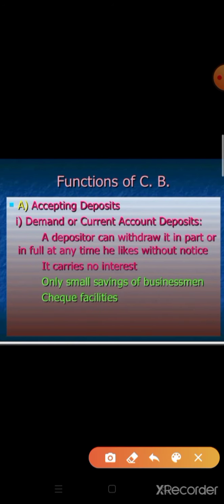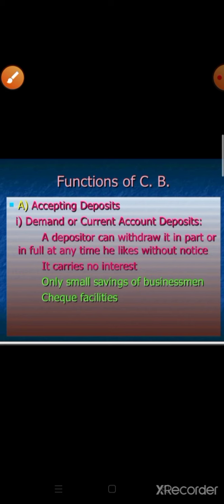First, accepting deposits. Demand or current account deposits: a depositor can withdraw it in part or in full at any time he likes without notice. This is called demand account deposits. It carries no interest, it holds only small savings of businessmen, and a check facility is also there in this deposit.